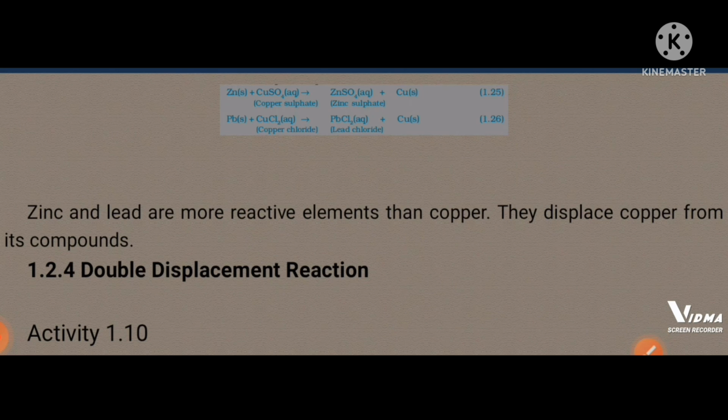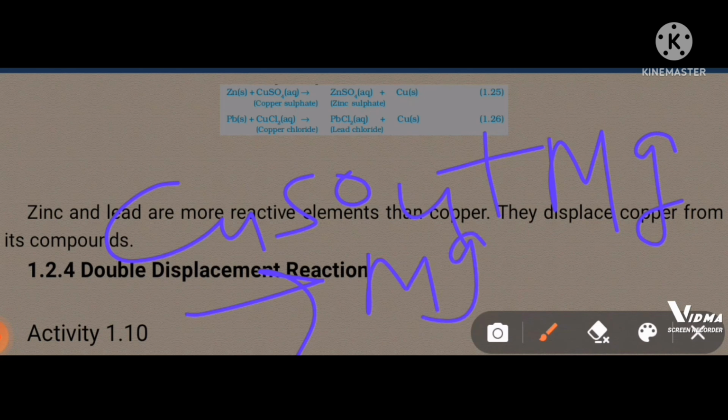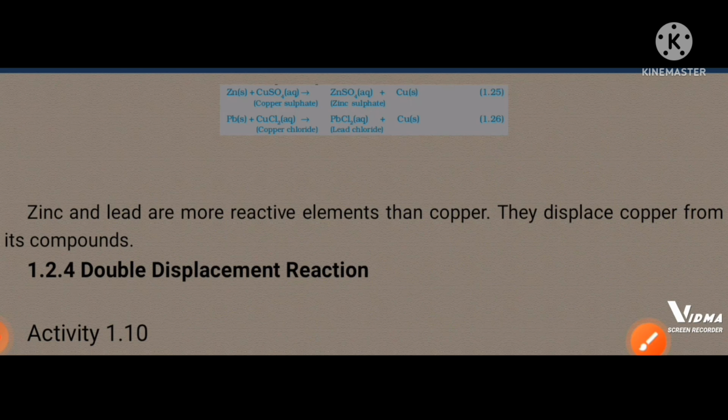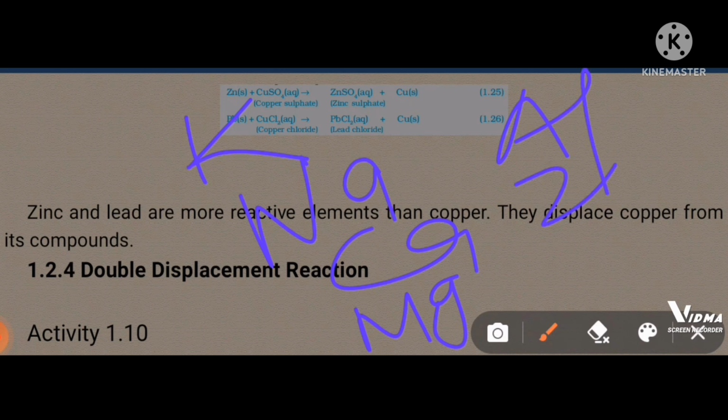Now see next, copper sulfate plus magnesium. First you have to learn the activity series, the reactivity series. It will form magnesium sulfate plus copper. In reactivity, potassium is placed at the top: potassium, sodium, calcium, magnesium, aluminium, zinc, iron, like this it goes.